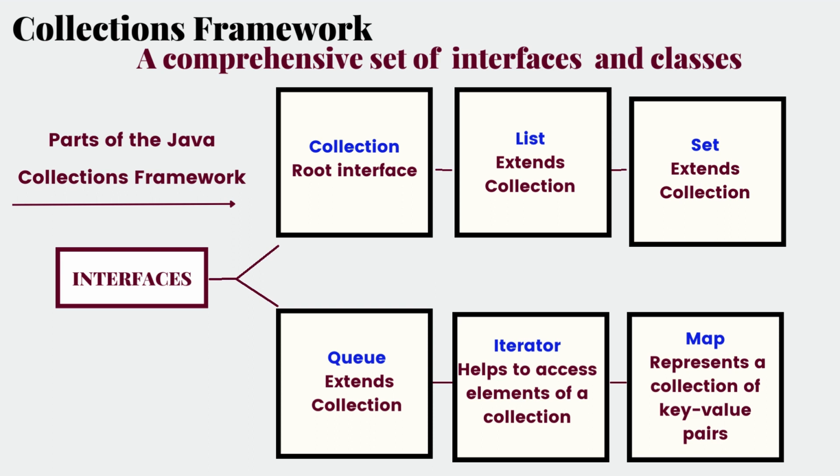The different interfaces of the Java collections framework are collection, list, set, queue, iterator and map. Collection is known as root interface, where list, set, and queue interfaces extend the collection interface. Iterator and map interfaces do not directly extend the collection interface. However, iterator and map are parts of the collection framework. Iterator helps to access elements of a collection. Map represents a collection of key value pairs.